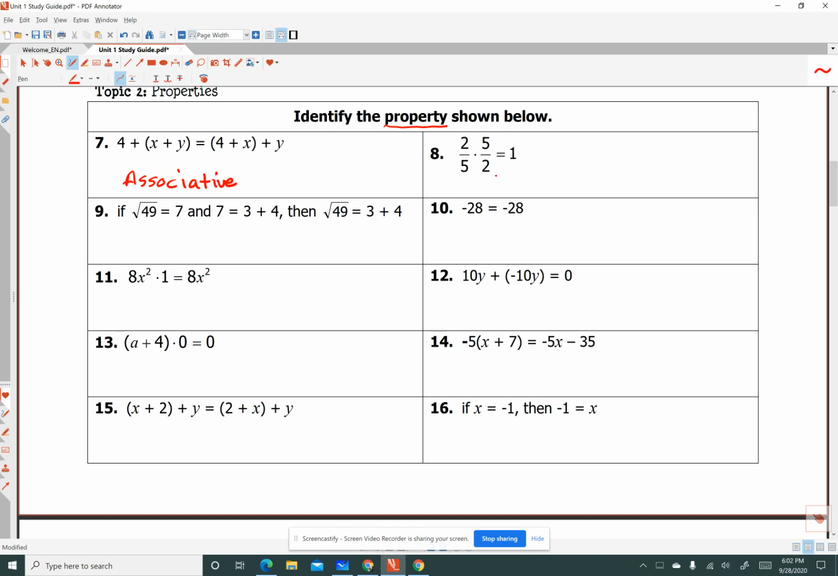2/5 times 5/2 equals 1 is the inverse. The multiplicative inverse creates 1. If the square root of 49 equals 7 and 7 equals 3 plus 4, then the square root of 49 equals 3 plus 4. Then this jumps over the 7 and also equals this. That is the transitive property.